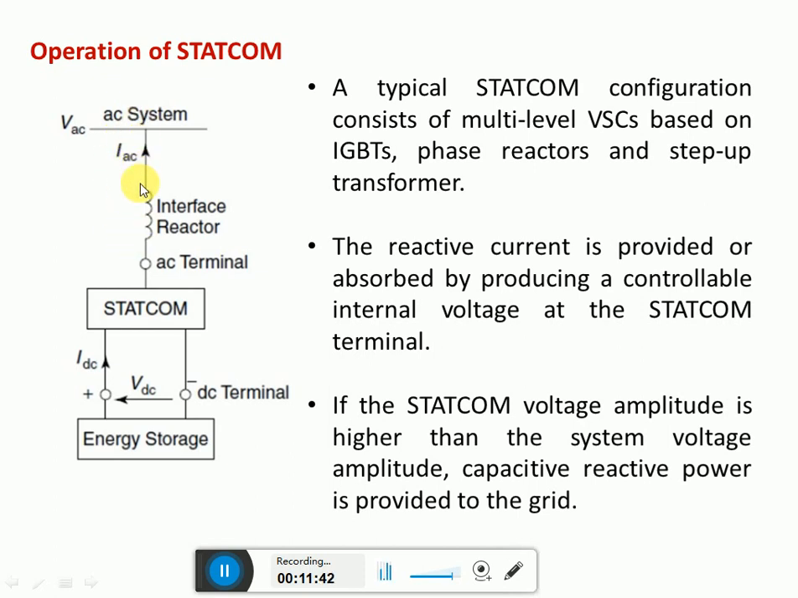So that way, by controlling the output voltage of the STATCOM, we will be able to control the current flowing through this, or power flowing through this path. So that way we can actually control them independently. By changing the phase angles also we can control it. So I will be moving to that point also.